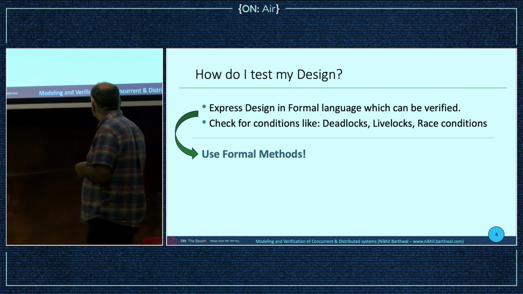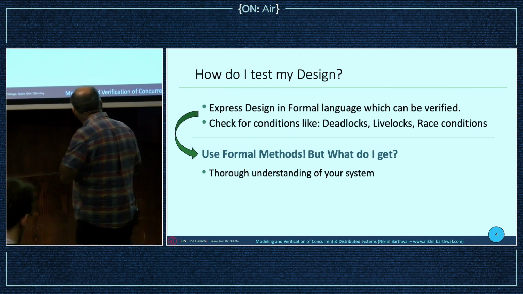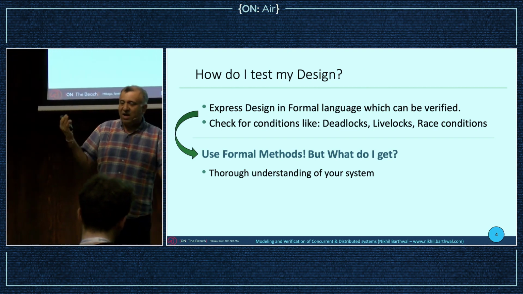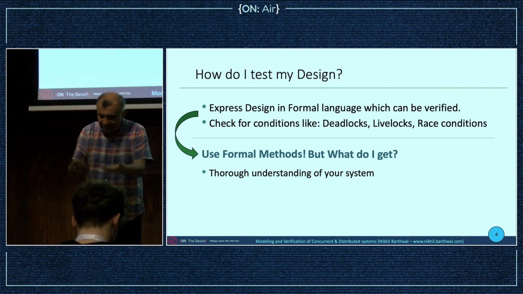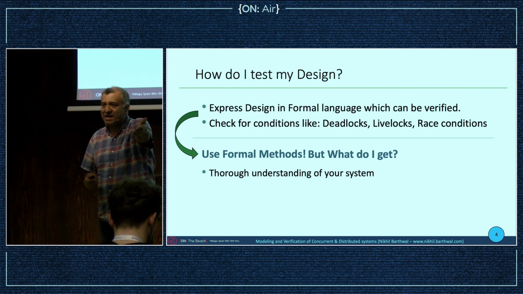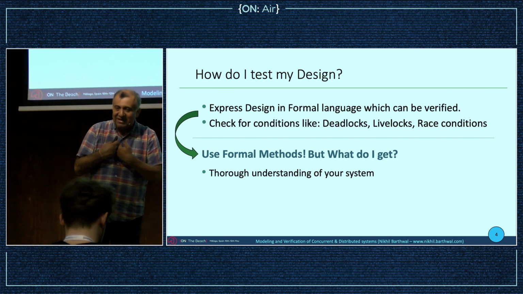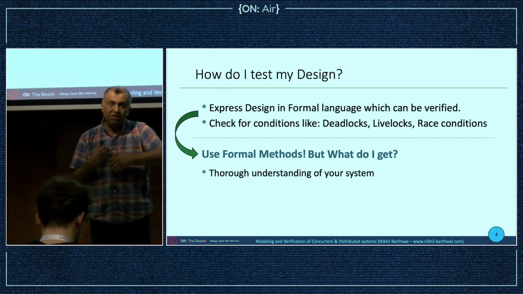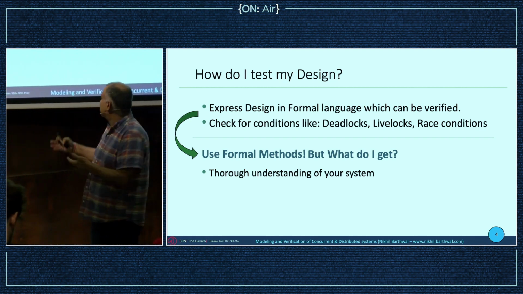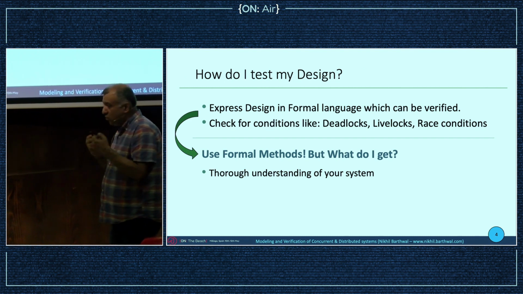So use formal methods. But what do you get? Simple, you get a very good understanding of your system, right? It is the way the human mind works. I have an idea, it's good, but when I write it on a piece of paper, even if that document is for somebody else, above everything else, it helps me, it clarifies my thinking. Even though it is intended to clarify the other person's thinking, your own thinking gets clear. So when you use a formal language to express your design, you get a very good understanding.